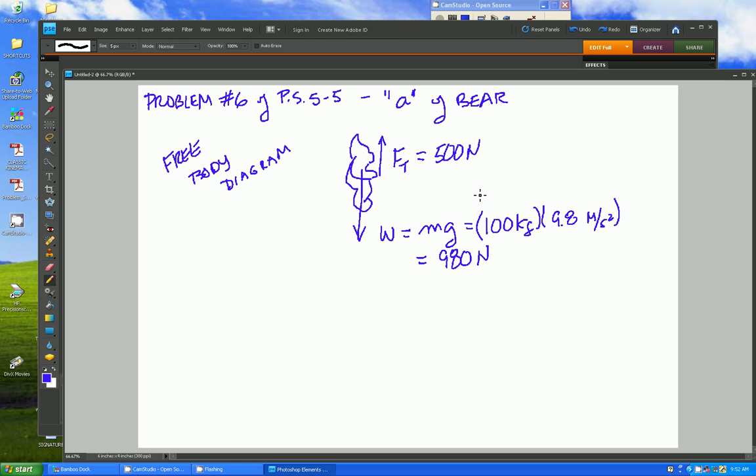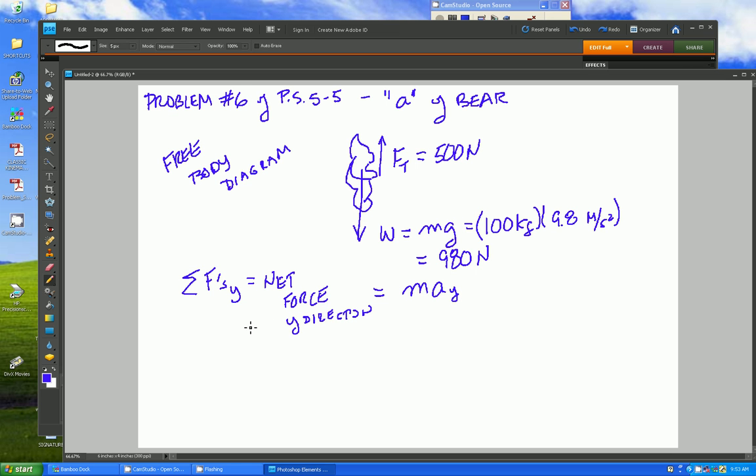Nothing's going on horizontally, so we can apply Newton's second law to the vertical direction, which states that the sum of the forces in the y direction, which is the net force in the y direction, is equal to the mass of the bear times the acceleration in the y direction.